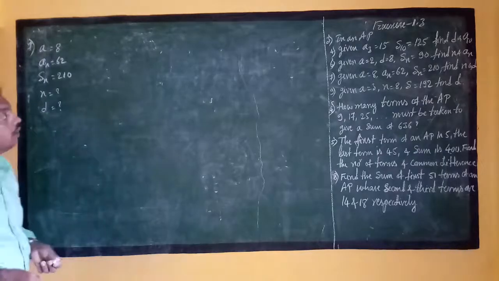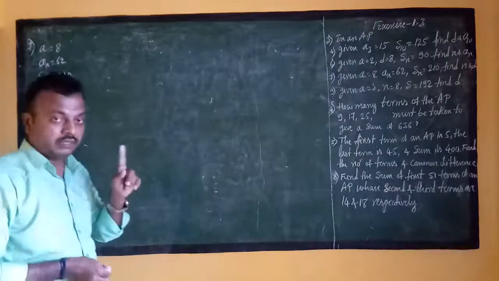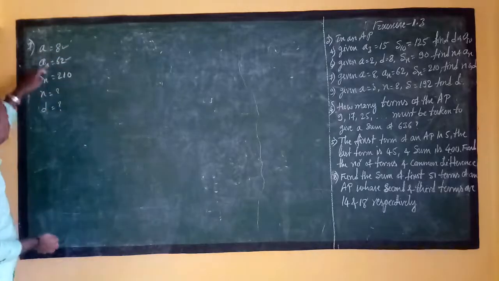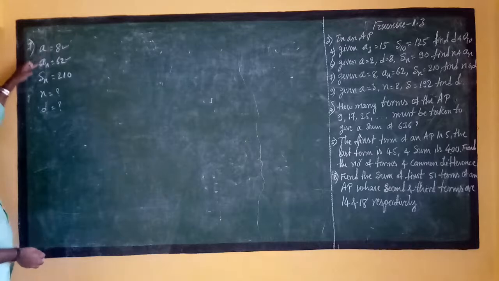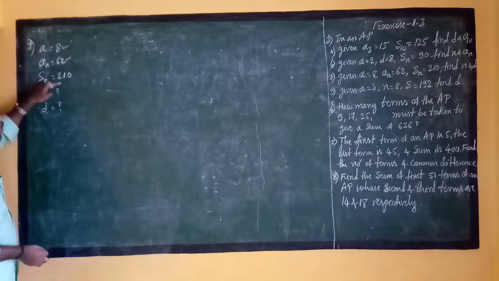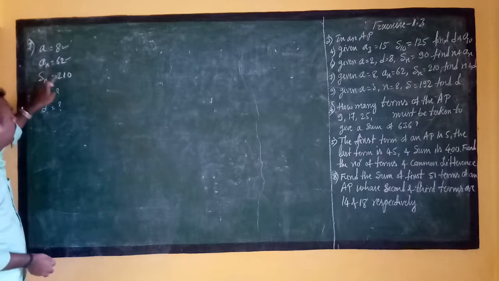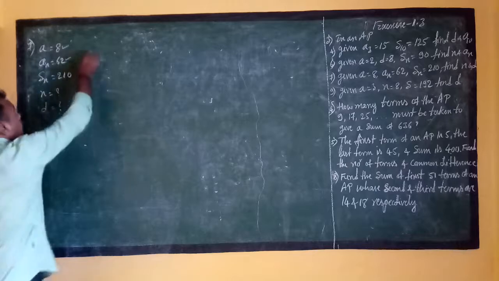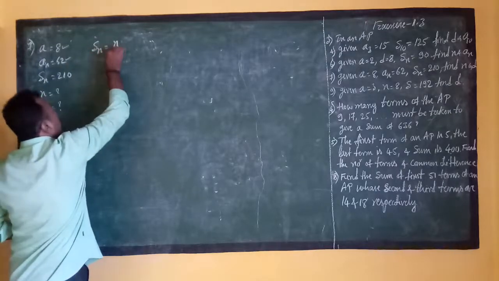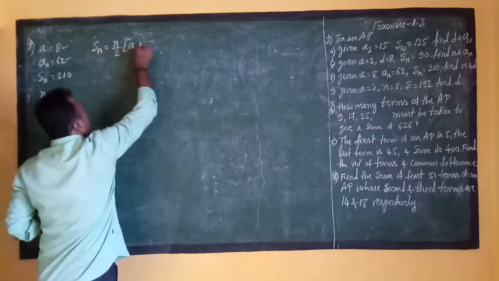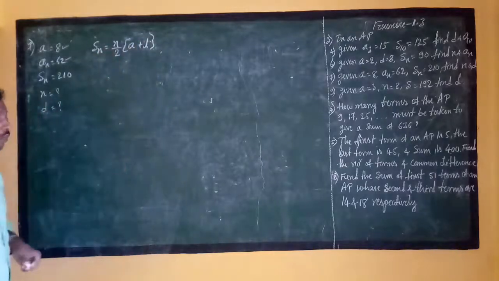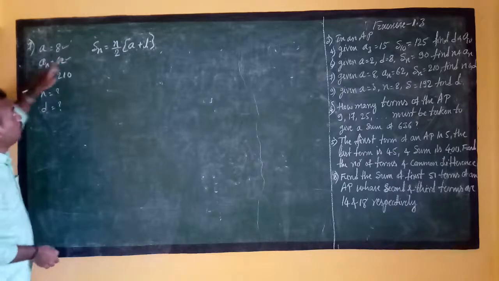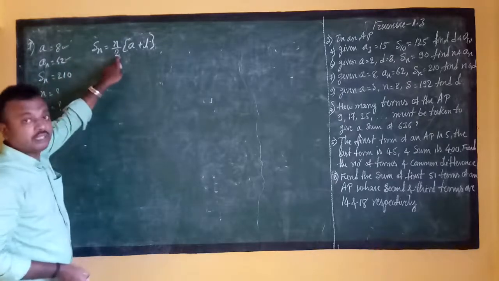Yes, students, a is equal to 8, first term. a means first term, and an is equal to 62, this is the last term. First term and last term they are given, and the sum they are given 210. Since the first term and last term are given, we have to use Sn is equal to n by 2 into a plus l. Very simple formula, because they are given first term, last term and the sum also.